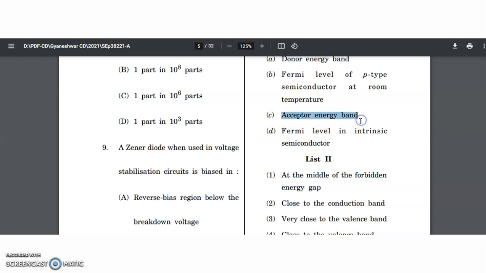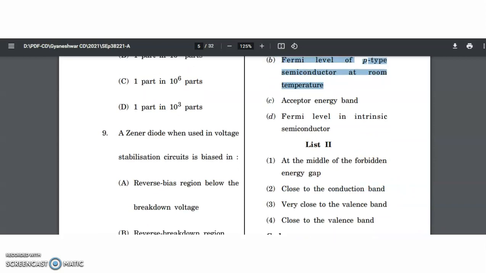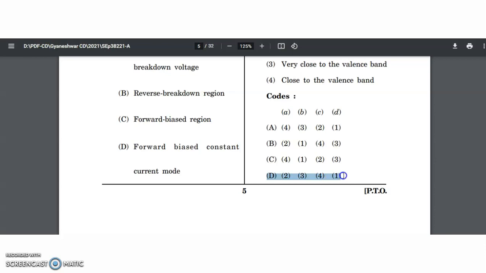Coming to the acceptor energy band, it is nothing but a p-type semiconductor, so this level is very close to the valence band, and the donor energy level exists in the n-type semiconductor, close to the conduction band. And the Fermi level of the p-type semiconductor at room temperature: they are asking at room temperature, right? Room temperature means we are increasing the temperature a little bit. Now what will happen? More holes will exist. If more holes exist, then we can take it very close to the valence band. That means you must be very clear here: C is the acceptor energy band, and B is the Fermi level of the p-type semiconductor. Comparing both, at room temperature it will be a little bit closer to the valence band compared with 0 kelvin. So for this question we can take option D as the correct answer.